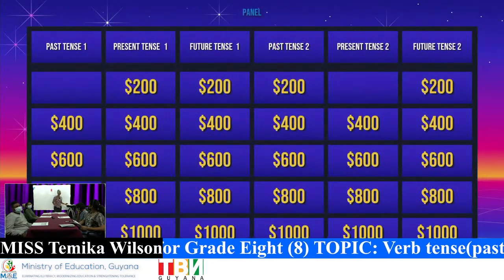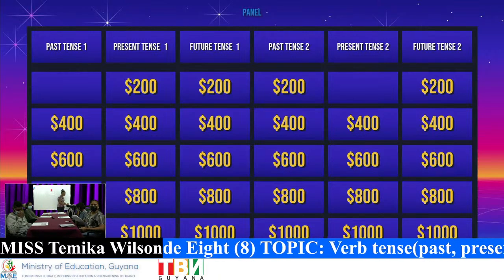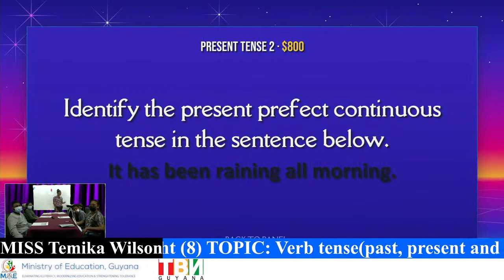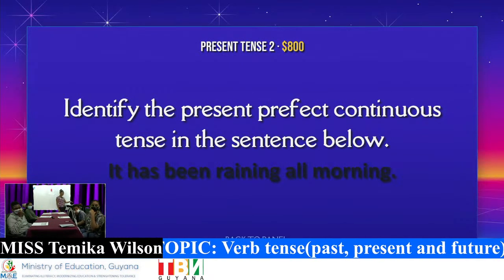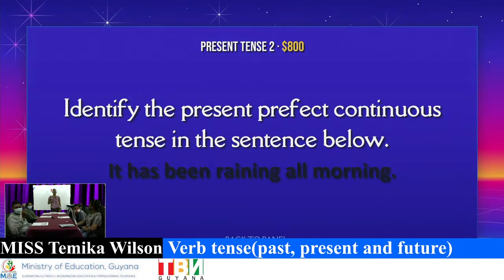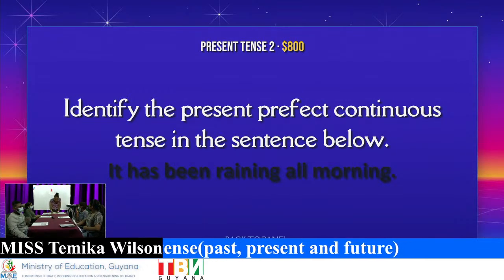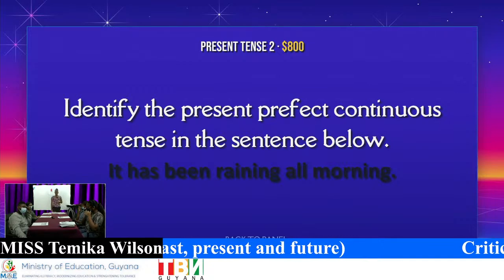Okay, what are we going for? Present tense 800. Lakshmi is going big. Identify the present perfect continuous tense in the sentence below. Has been raining. Has been raining for 800. So they're going big. So they are now at 1,000 to 400.